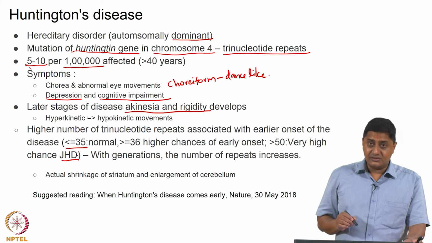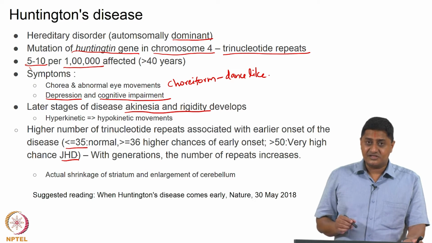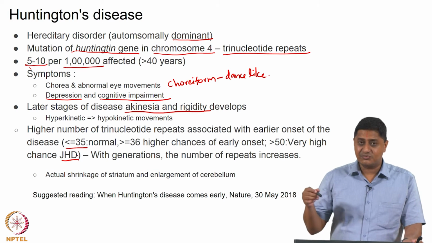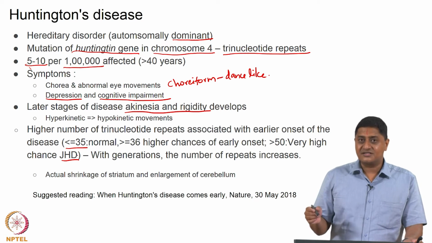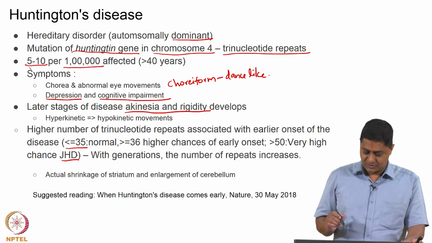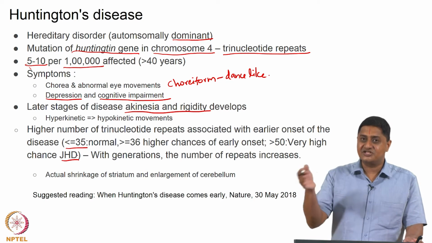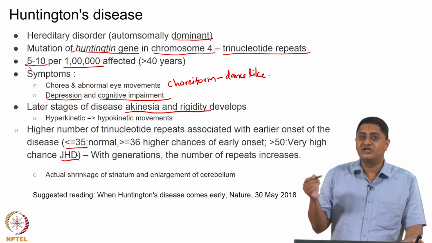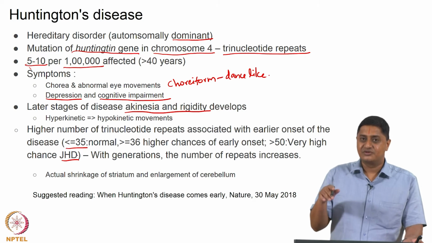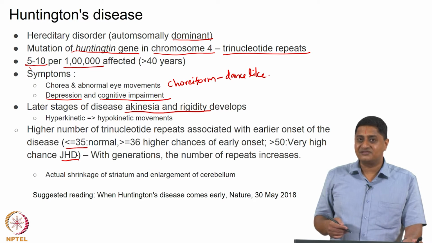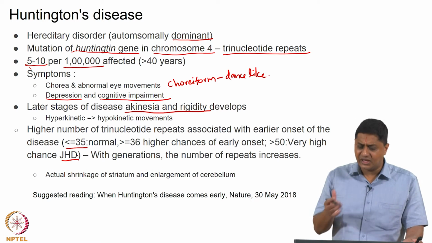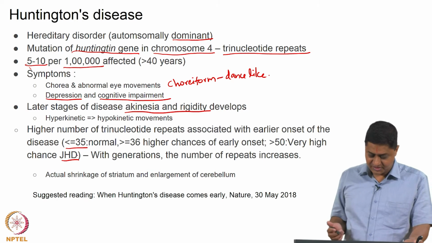And it turns out that as the generations progress, the onset happens earlier. So, if in one generation the onset happens at 40 years, then in the next generation the number of trinucleotide repeats increases. So, if the father gets the disease at around 40 years, the child has a chance of getting the disease at around 35, say for example, or 38, depending on the number of trinucleotide repeats.